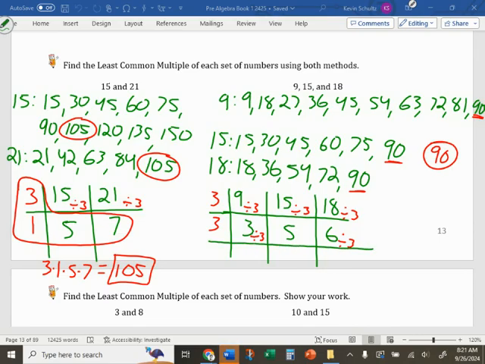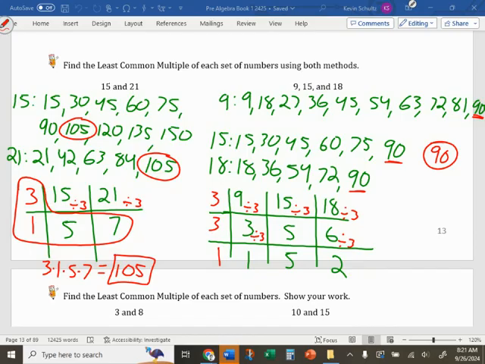Don't you bring it down? Okay, we bring it down. So 3 divided by 3 is 1. 5 doesn't go into this, that's okay. 6 divided by 3 is 2. Now, there's nothing that goes into 1, 5, and 2, any combination at all. We can't take anything out of any of them.